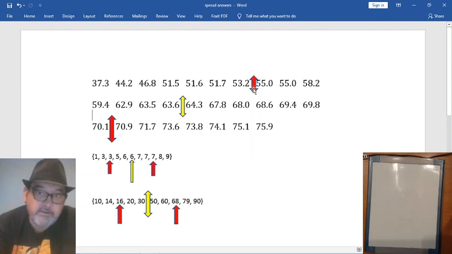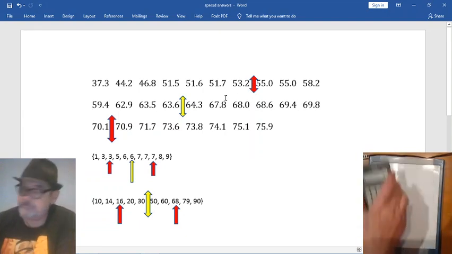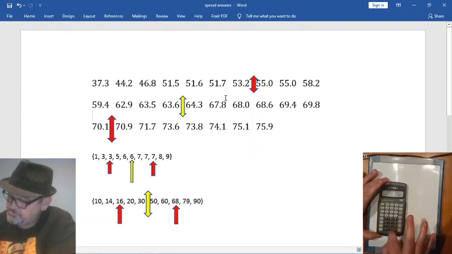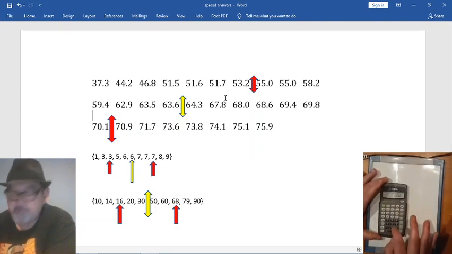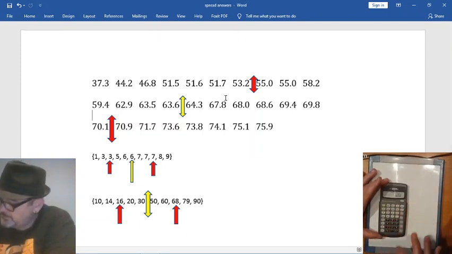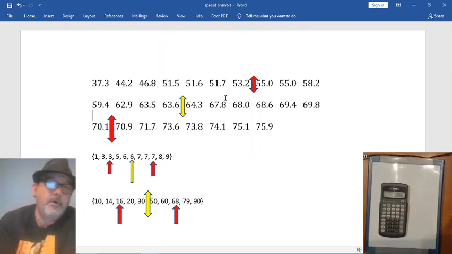And I've gone ahead and drawn this red arrow in between these two numbers to show you where quartile 1 would be. Because if you see, you count the numbers on the left, I got 7, and then you count the numbers on the right, I have 7, up to this yellow line here. So it's going to be in between. So again, we're going to have to take the average. So 53.2 plus 55 is that, and we divide by 2, and we get 54.1.